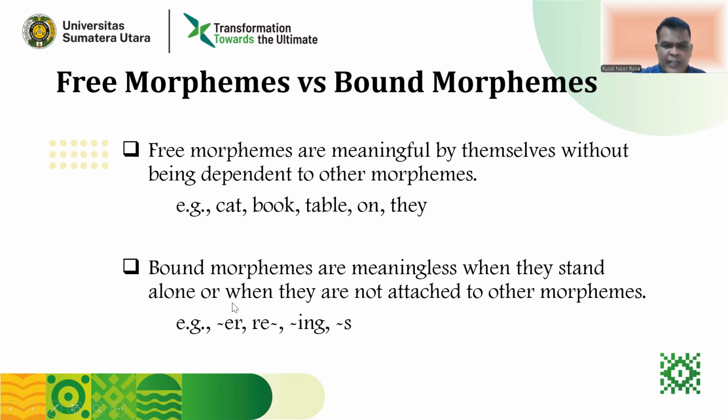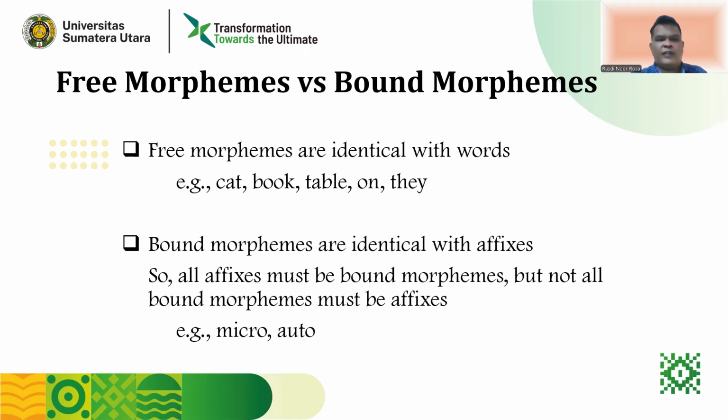And you know that these bound morphemes are both derivational and inflectional morphemes. And also these examples: cat, book, table, on, they. These examples include both grammatical morphemes and lexical morphemes. Now, let's see the difference between free morphemes and bound morphemes based on the examples. So we can say that free morphemes are identical with words. I didn't say that free morphemes are similar with words, but they are identical with words.